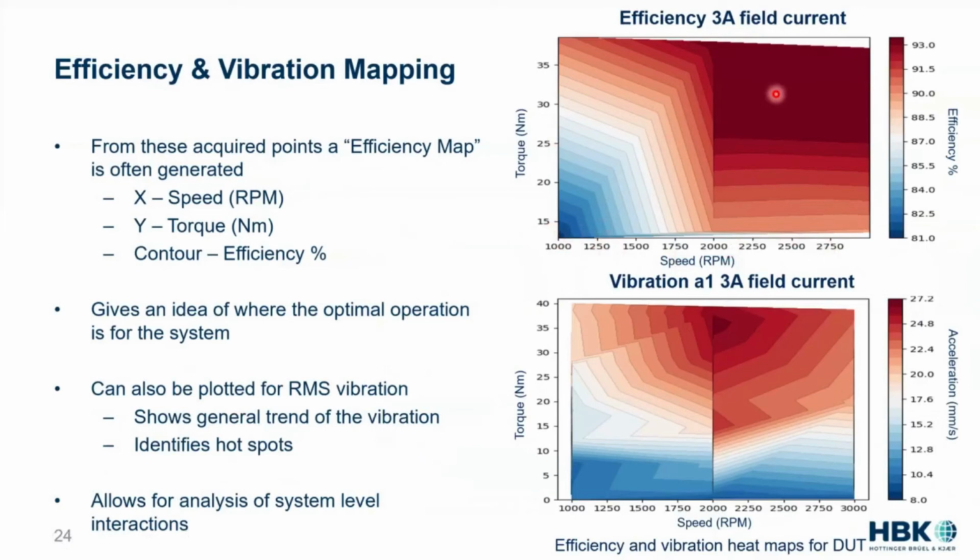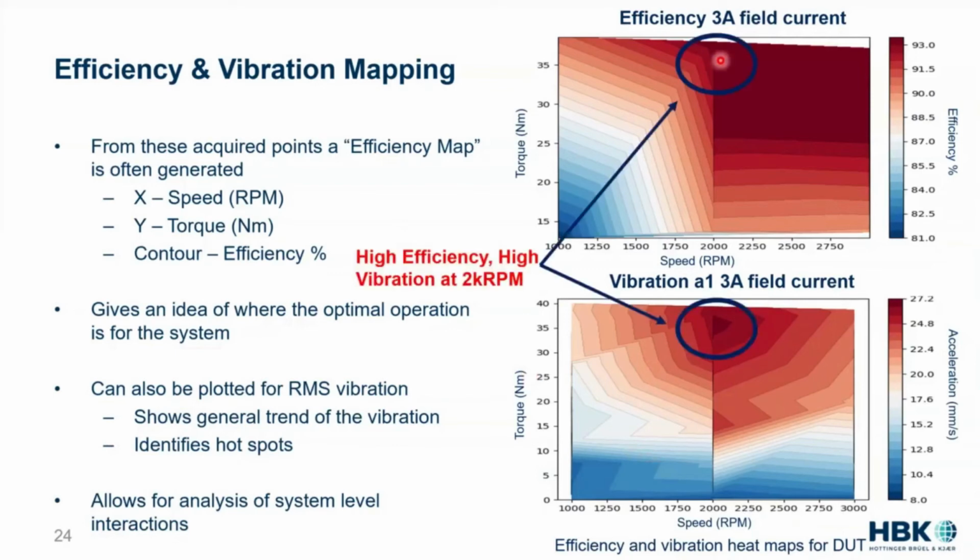This is cool, but I also did this for the vibrations, where I took the same speed on the X, torque on the Y, and vibration in the Z. We can see that while vibration increases with loading, it really is again stuck around that 2K RPM. And what we find is, at that really high efficiency point, we have a really high vibration. This could be an issue for the engineers developing the vehicle experience.